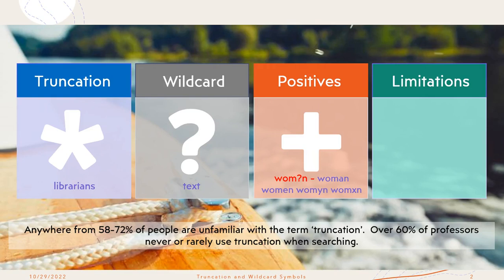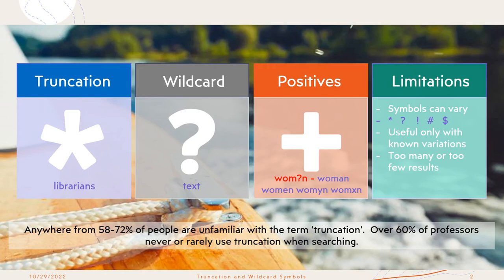There are also limitations to these symbols, primarily that the relevant symbol for truncation or wildcard may vary by search engine or database, so be sure to check the help section on each site to verify which symbol is being used. These searching tools are also only useful if you are already aware of spelling variations between words. Common differences in American and Canadian, British, or Australian spellings might be obvious, but it might not be known that an author has spelled his or her name differently in the past.